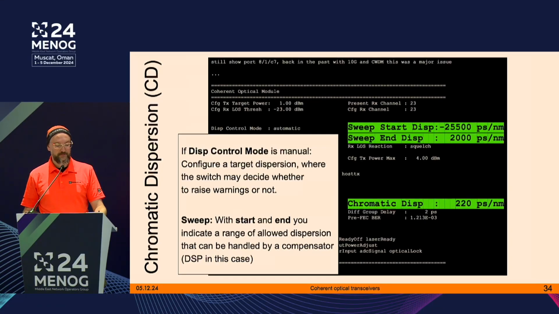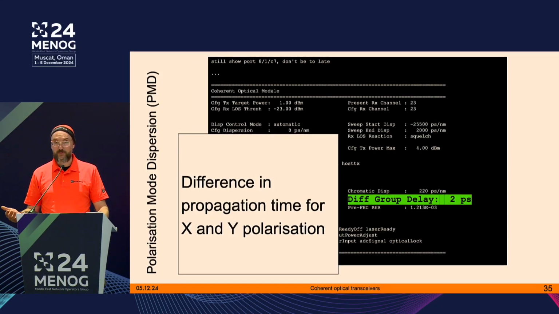Beside the chromatic dispersion, and as we are talking now about coherent, we have dual polarization. So we have 2 polarization directions. For sure, between both polarization directions, dispersion can also happen. This is called polarization mode dispersion, and it's measured in the differential group delay, and here we have 2 picoseconds. The DSP inside again can compensate it up to 10, 20 picoseconds, depending on the standard they are following, and then beyond that we can't compensate it any longer.